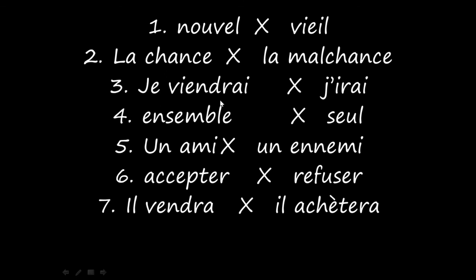Je viendrai. J'irai. So you can see the verb which is conjugated. It is venir. And in what tense is it conjugated? It's future simple. So for the je form, you've got to go to the infinitive form, so it's venir. What is the opposite? It's actually the verb aller. Then you've got to find the radical, then conjugate it in future simple. Je viendrai, j'irai.